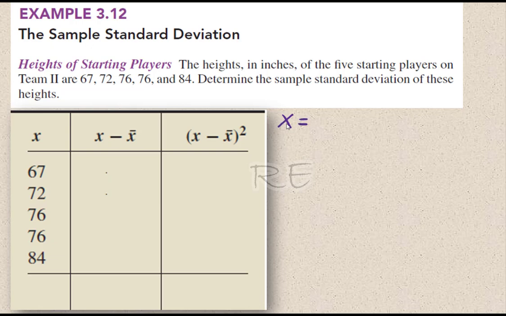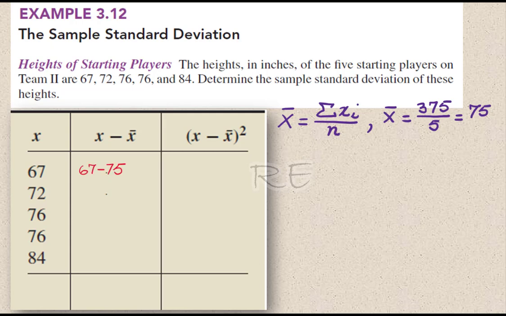As previously calculated, the mean for this data is equal to the sum of the scores divided by the number of scores, and the sum of the scores was 375, the number of scores 5, and the answer is 75. Now we need to get the deviation for each score. 67 minus 75, 72 minus 75, and so on and so forth until we get to 84. The last one will be 84 minus 75.